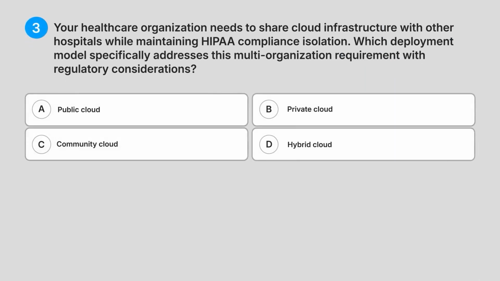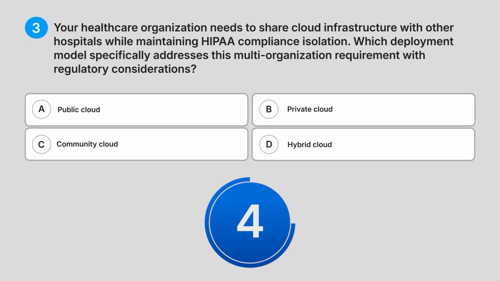3. Your healthcare organization needs to share cloud infrastructure with other hospitals while maintaining HIPAA compliance isolation. Which deployment model specifically addresses this multi-organization requirement with regulatory considerations? A. Public cloud. B. Private cloud. C. Community cloud. D. Hybrid cloud. Can you guess the answer?